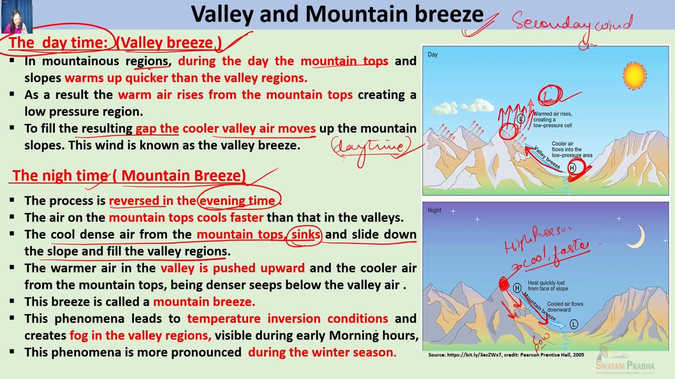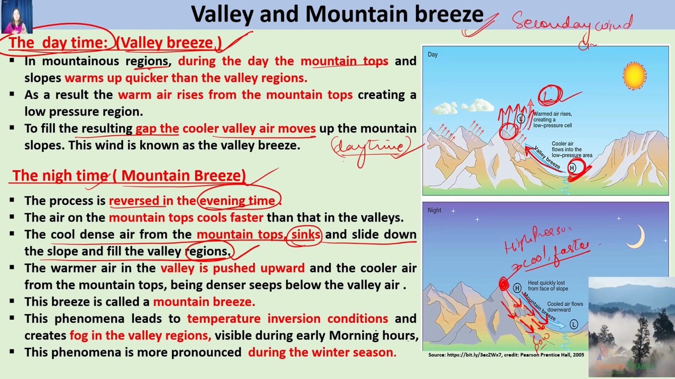It starts sinking and it slides down the slope of the mountain and fills up the valley region, because the cold wind is denser. So it slides beneath the warm air of the valley floor, which causes the warm air in the valley regions to push upwards. Obviously, if the valley floor is filled by the cool dense air, the comparatively warm air existing in the valley floors will be pushed upwards. This breeze, which blows from the mountain top regions and sinks towards the valley bottoms, is called mountain breeze.